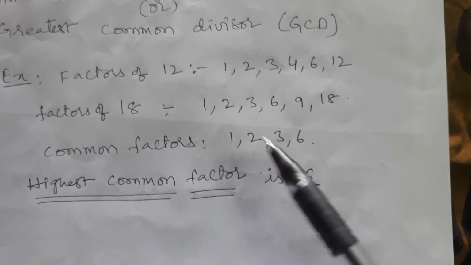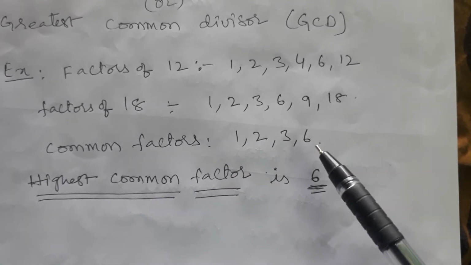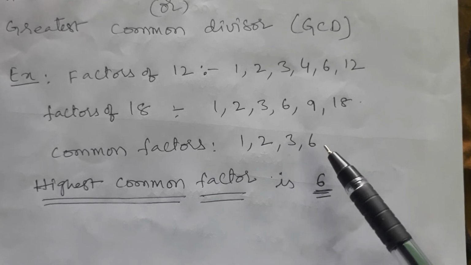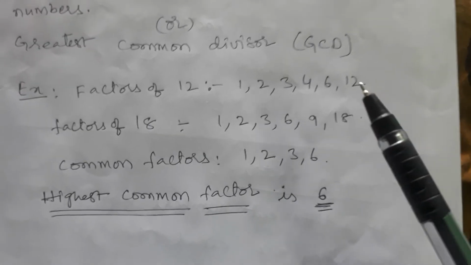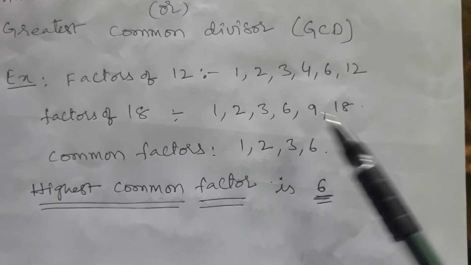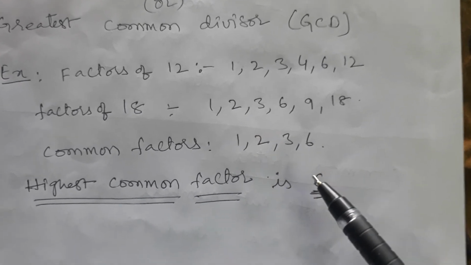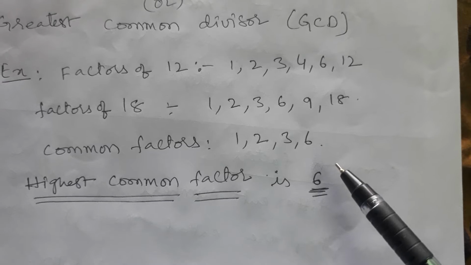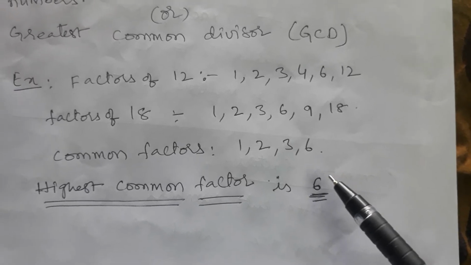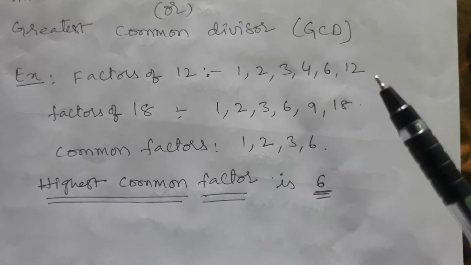So, in this, the highest one is 6. This is called HCF, highest common factor. Out of all common factors, the highest one is called the highest common factor. This is about HCF.